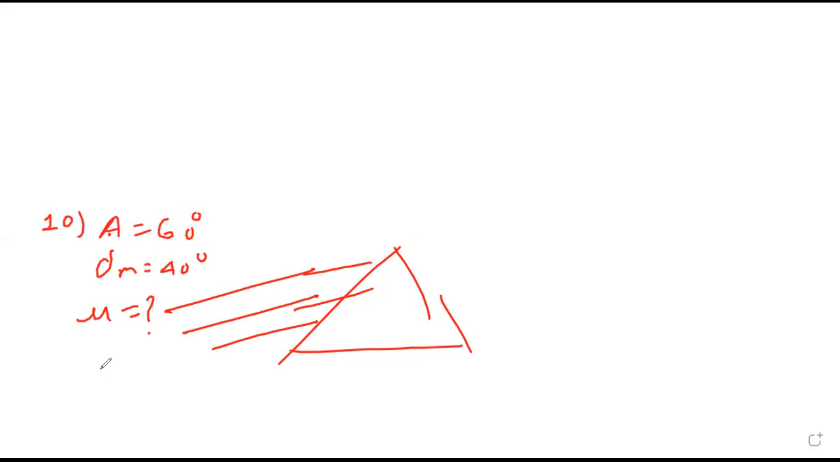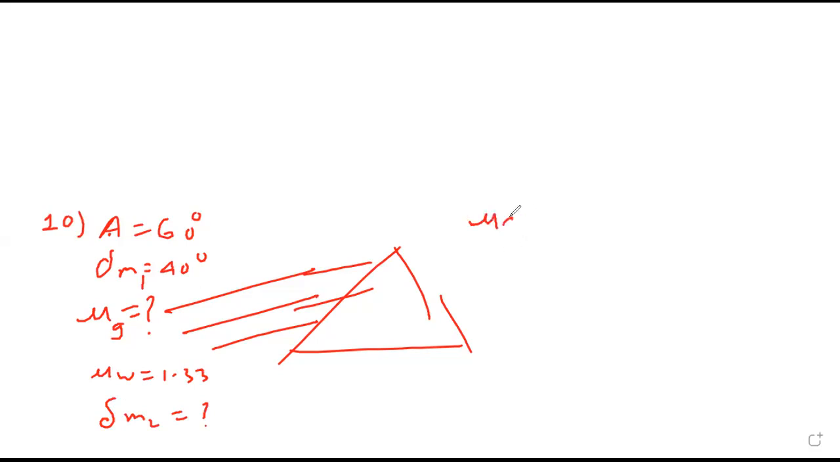If the prism is placed in water of refractive index 1.33, then the new angle of minimum deviation will be how much? The new deviation will be how much?